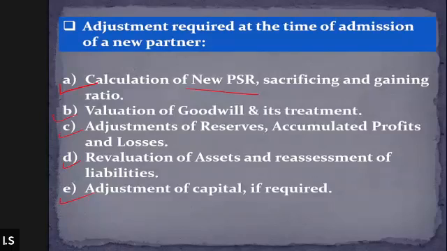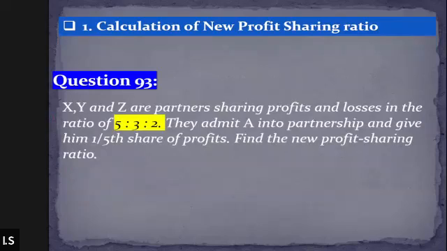Okay. All right. So now let's start with the first adjustment, that is calculation of new PSR, new profit sharing ratio. In order to understand how we calculate the new profit sharing ratio, let's just start with a question. So we'll start with this question: X, Y, and Z are partners. Just ignore the serial number of the question for the time being, since this is going to be your first question. But as per my syllabus, this is the 93rd question. So just for the time being, avoid the question number. Just focus on the question.